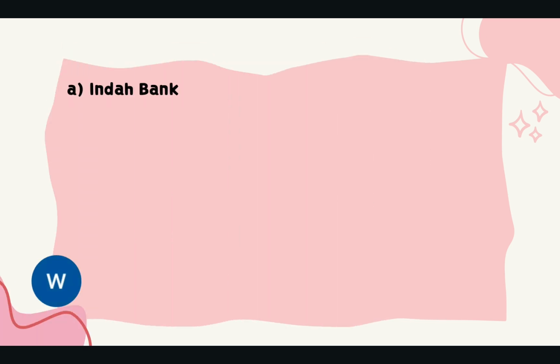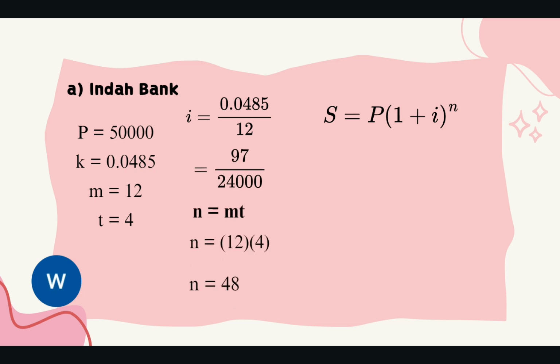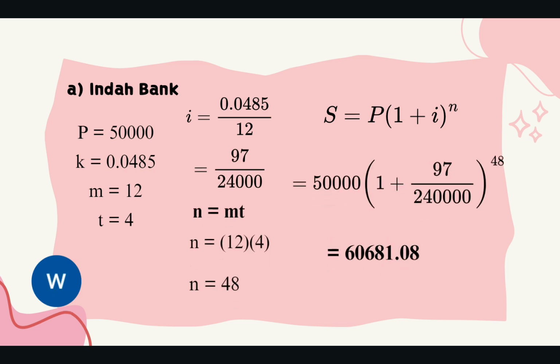Same goes for Indah Bank, but for this bank, you just need to replace the value of K with 4.85% or 0.0485, and M with 12 because the investment will be compounded monthly. After that, find the value of I and N using the same method and put it in the same formula. At last, you will get that the investment will grow to 60,681 ringgit 8 cents.